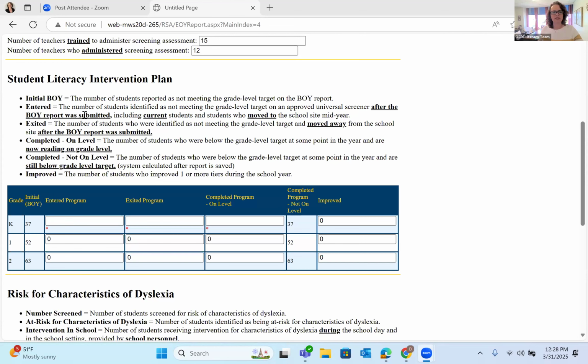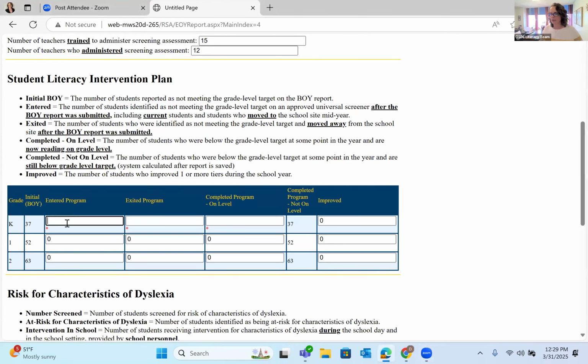The entered program is the number of students who are identified as not meeting the grade level target after the BOY was submitted. It could be current students who were testing on level at BOY and then they tested below later in the year, or it could be students who moved into the school after the BOY and scored below level.